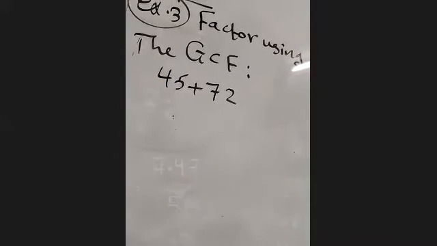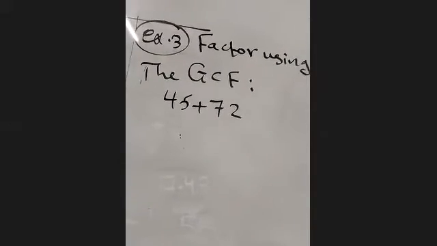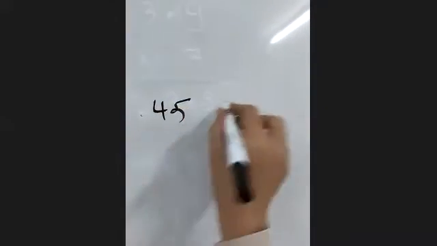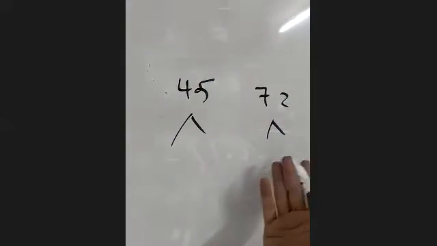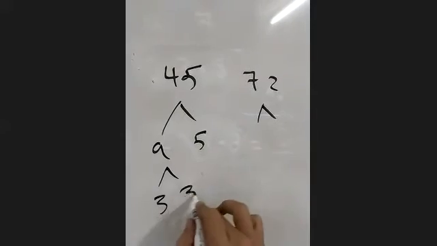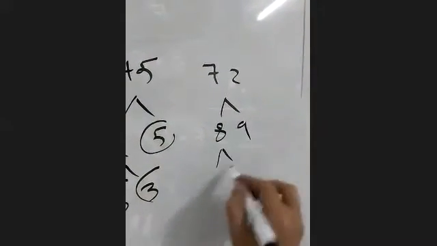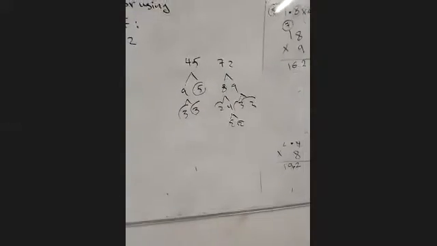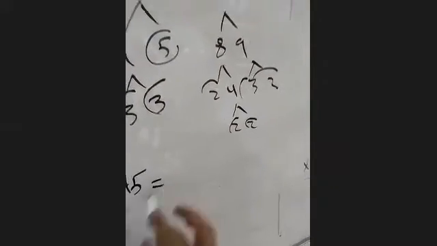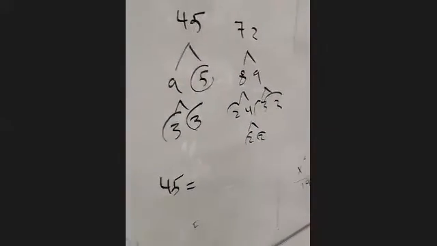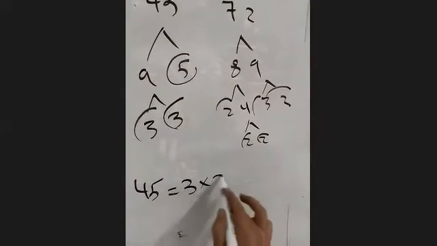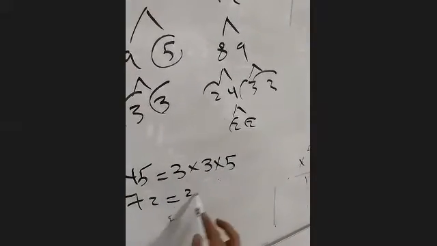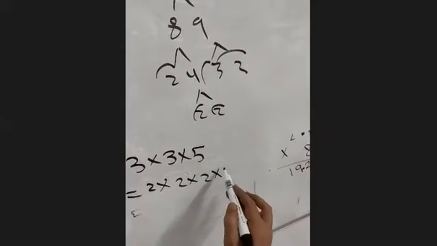How will we use it without finding it? Yeah, 45 and 72. We will find the GCF normally. 45 is 9 by 5, 9 is 3 by 3. Circles. 72 is 8 by 9. 45 equals 3 and 3 and 5. 72 is 2, 2, 2, 3, 2.